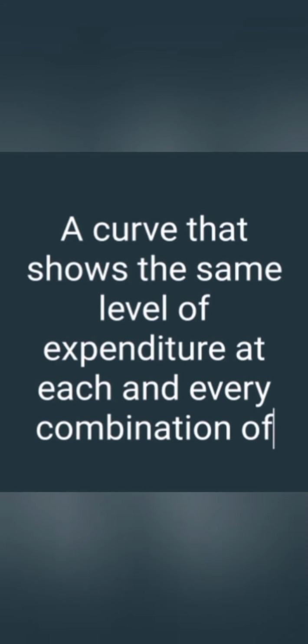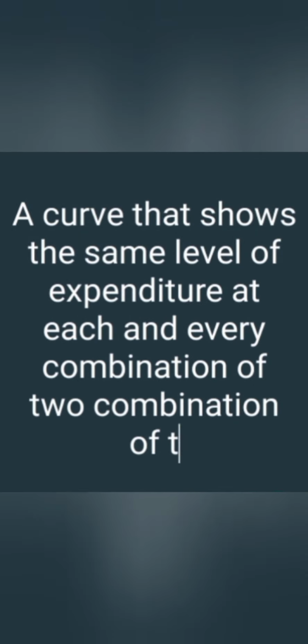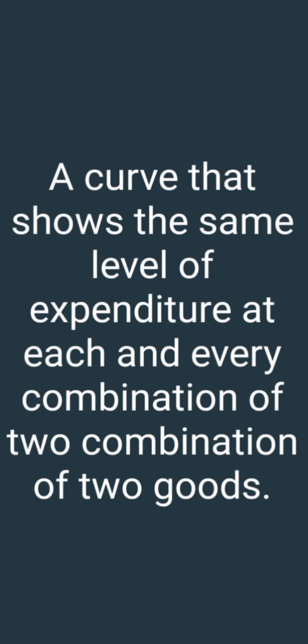The next step is the budget line. The curve that shows the same level of expenditure at each and every combination of two goods is called the budget line. As you see now in the table, on the x-axis we have 0, 1, 2, 3, 4, 5, and on the y side you see 5, 4, 3, 2 and 1, and total expenditure is rupees 10. As you see, each and every combination of two goods remains constant at the same level of expenditure.